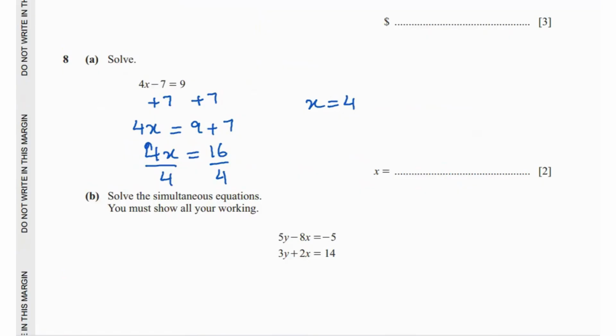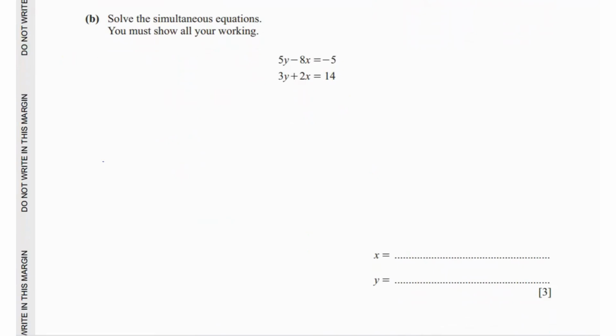That's your answer. The reason why we added 7 on both sides is because we want to get rid of the negative 7. And that can only be done if we add 7 on both sides. So once we do that, then we want to get rid of the 4 with x. So for that, you divide both sides by 4. So that gives us x equals 4 as the final answer.